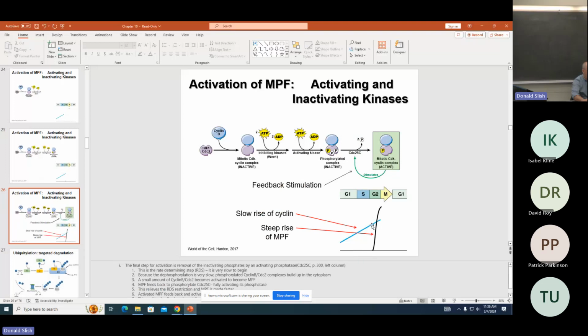And so you go from this low activity of MPF to really high activity of MPF all of a sudden. Okay, kind of a burst of activity there. Question? So dephosphorylation activates it? Right. But it won't be activated unless it's been previously phosphorylated with the activating kinase.